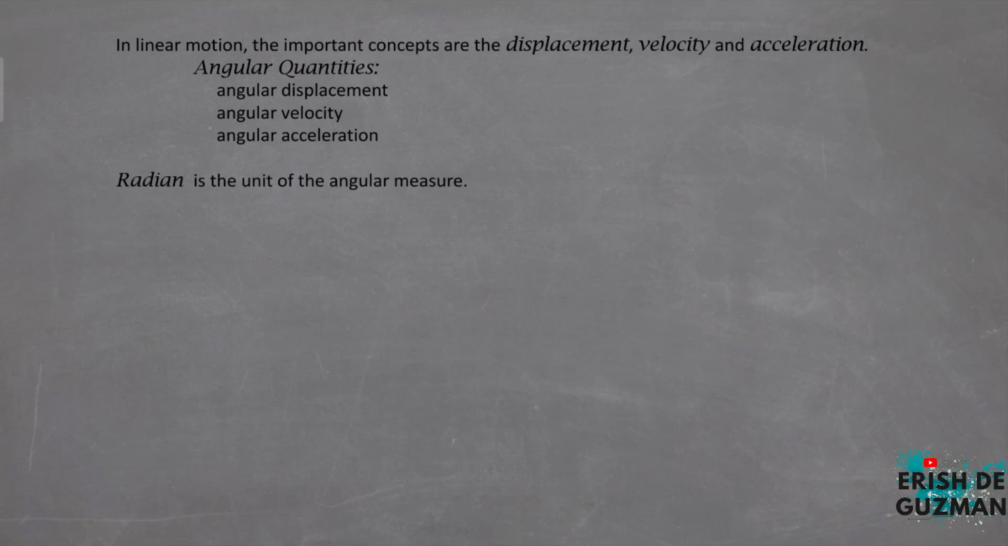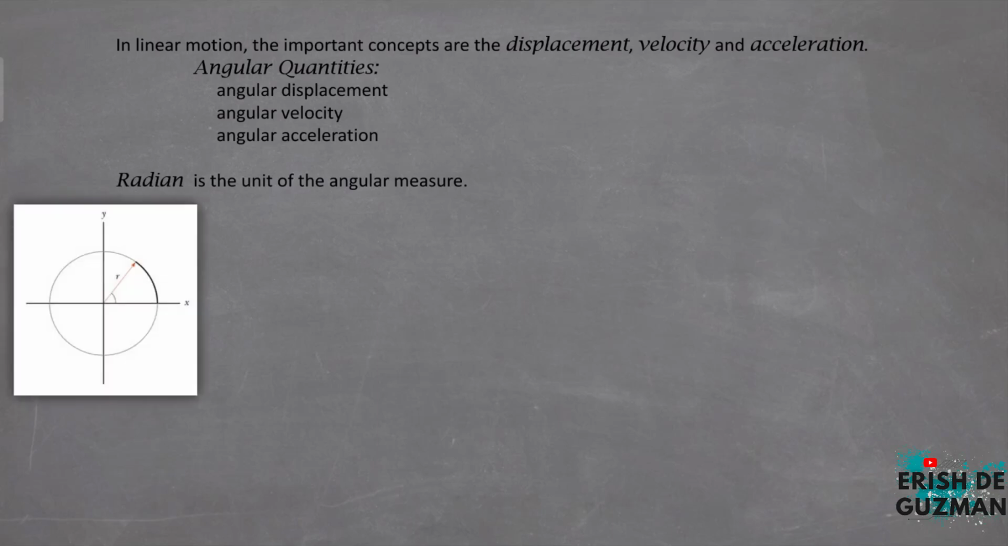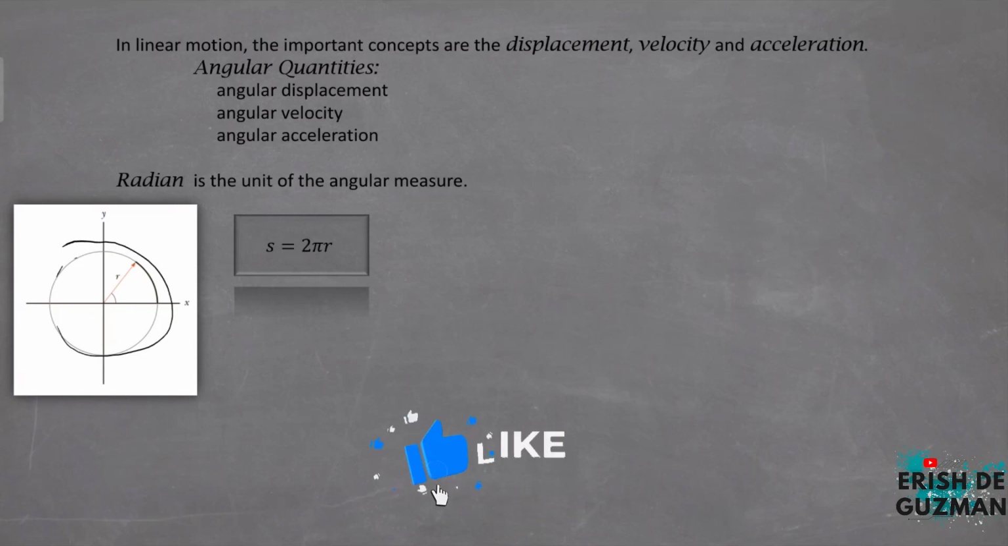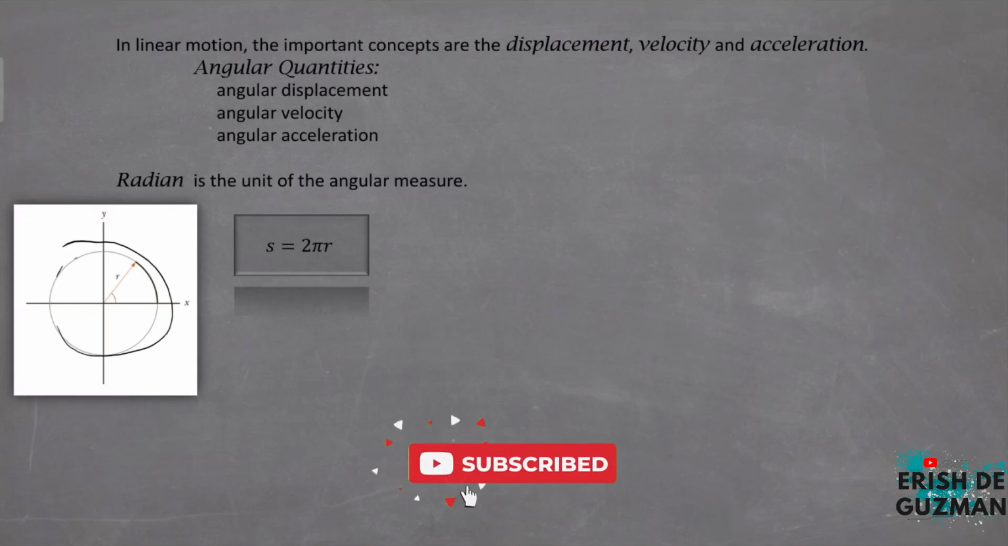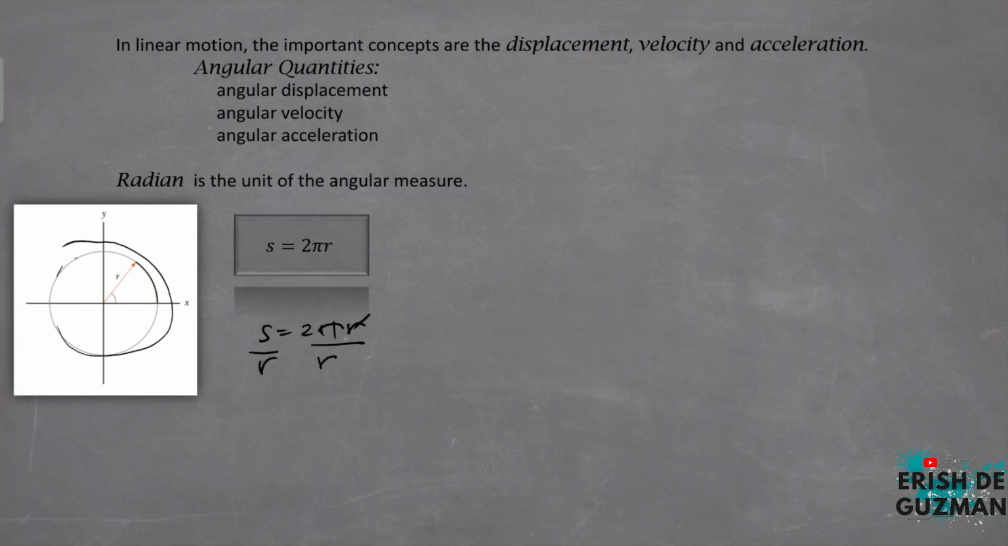In this figure, we can recall that the distance around the circle is also called the circumference. So we have a formula for the circumference: 2 pi r, where r is the radius of the circle. If we divide both sides by the radius, the r cancels. This quantity is dimensionless because both s and r, the radius, have dimensions of length.